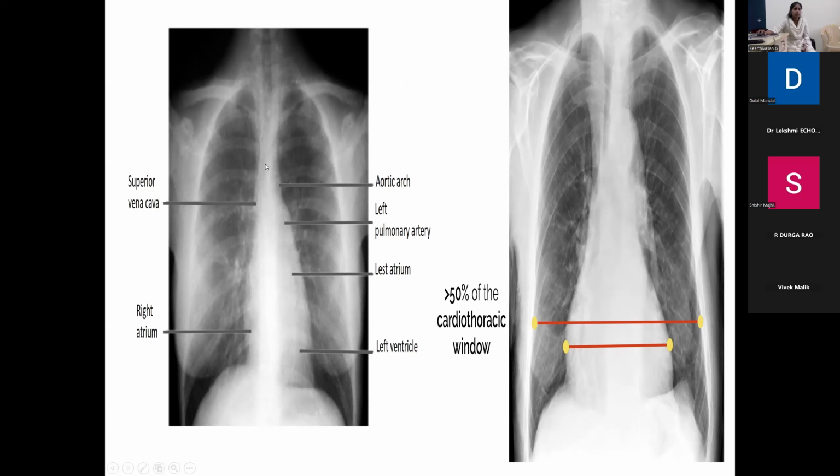So this is the right paratracheal stripe. Then this is the superior vena cava. Here you can see the azygous arch. And this is the right atrium, and here somewhere is the inferior vena cava. So this is the boundary tracing of the right heart border. And what about the left heart border? It will start with the left paratracheal stripe.